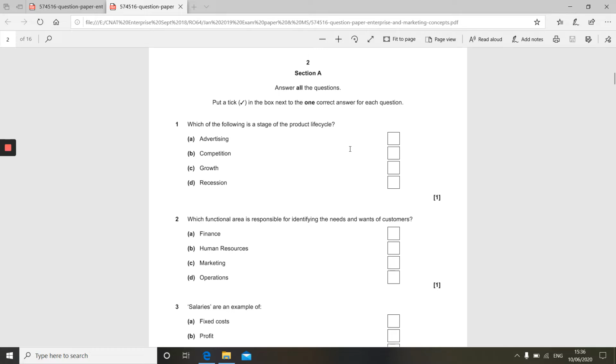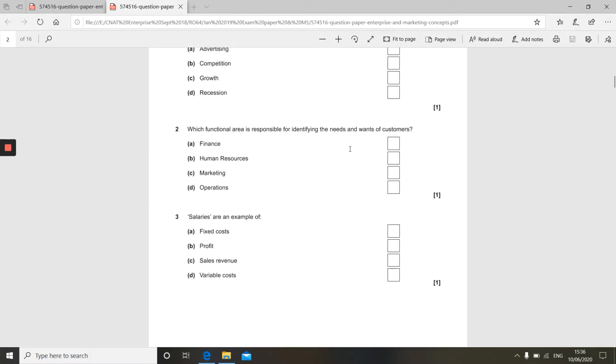Okay, so let's make a start and have a look at the first one. It says, which one of the following is a stage of the product life cycle? So what you need to do here is think back, maybe even use your knowledge organisers and look back to what the different stages are of the product life cycle. Then decide which one of those, either advertising, competition, growth or recession, is a stage. Okay, so have a go answering that question.